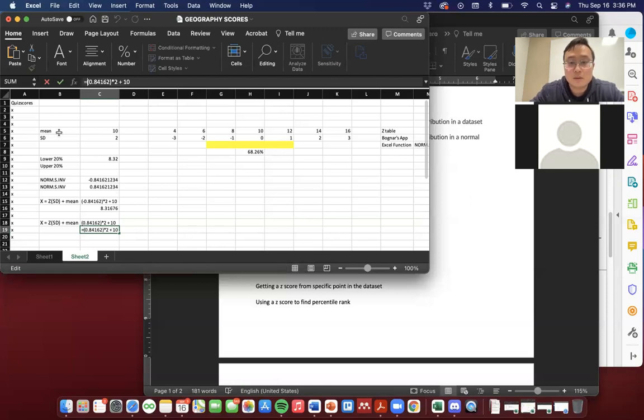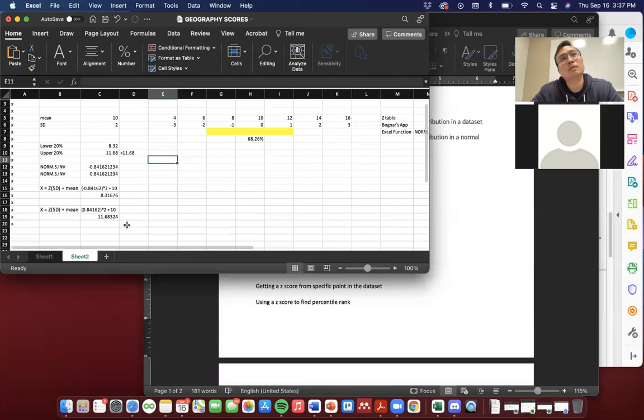Cool. Okay. So 11.68. That means 80% of scores are 11.68 or lower, and that means that 20% of the scores are greater than that. That's how you know the upper 20%. Okay.